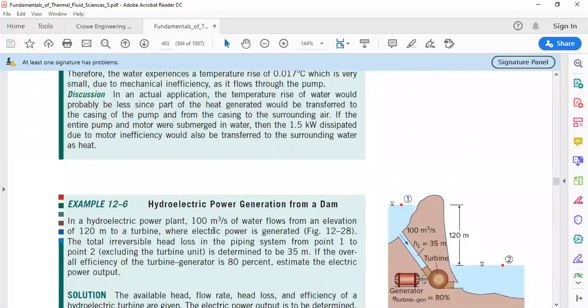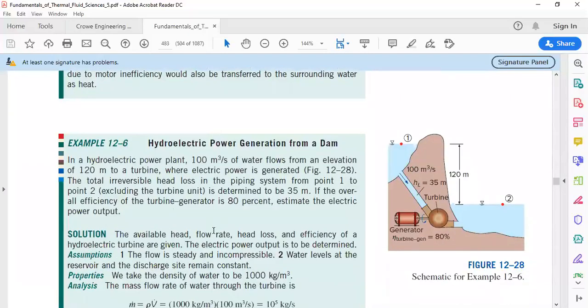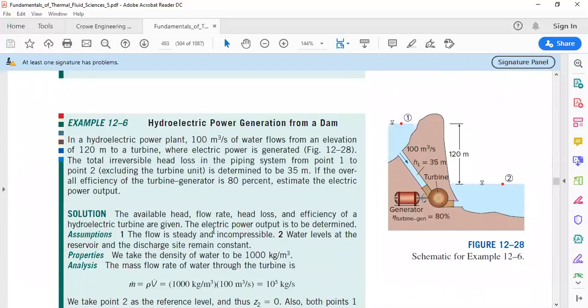Okay, so that was example 12.5. If we check example 12.6, in this example, in a hydroelectric power plant, 100 cubic meters per second of water flows from an elevation of 120 meters, as shown here, from this top water reservoir to a turbine where electric power is generated through this generator.